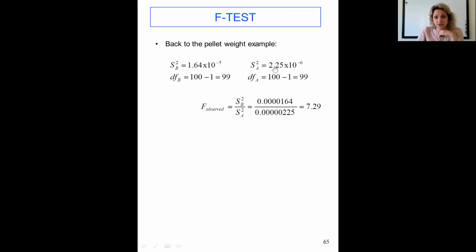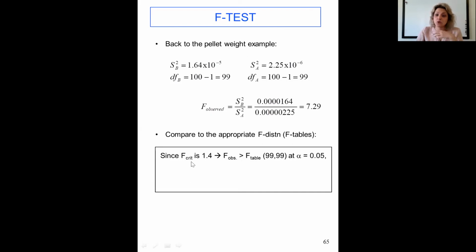So this one is greater than this, so the smaller one would go to the denominator. I found 7.29. And then when we go to the F table and find out for the alpha level of significance of 5%, the F critical, go and look at it by yourself. So you do 99 and 99, then you would get the value 1.4. So you can see that the F observed here is a lot larger than the F critical.